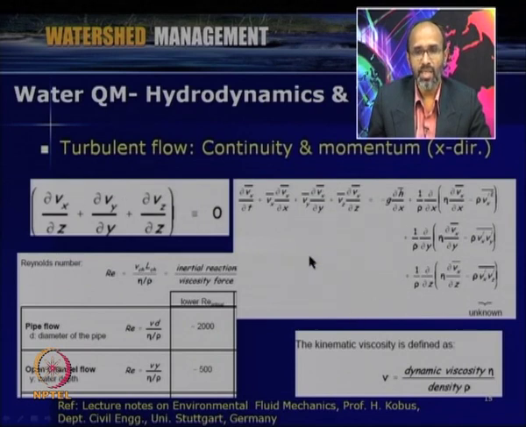For the turbulent flow condition, the momentum equation which is derived from the Navier-Stokes equation, which is generally called the Reynolds transport equation, is described in terms of the fluctuating component of velocities like Vx dash, Vy dash, and Vz dash, and its variations. And here this nu is the kinematic viscosity, which is defined as dynamic viscosity eta by rho. So nu is equal to eta by rho. So in terms of that we can represent.